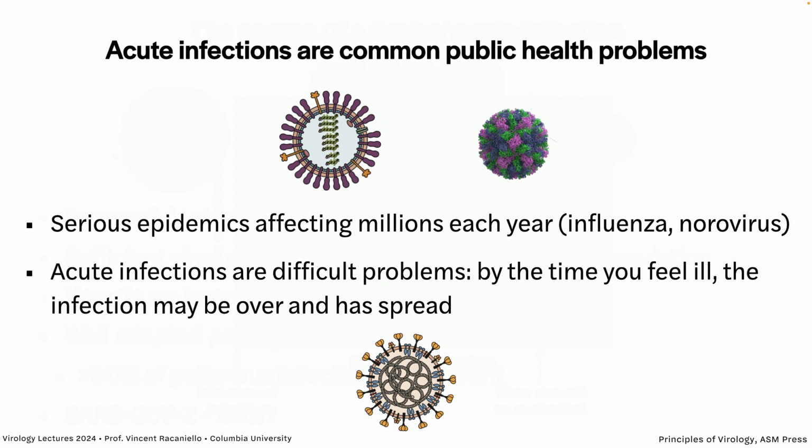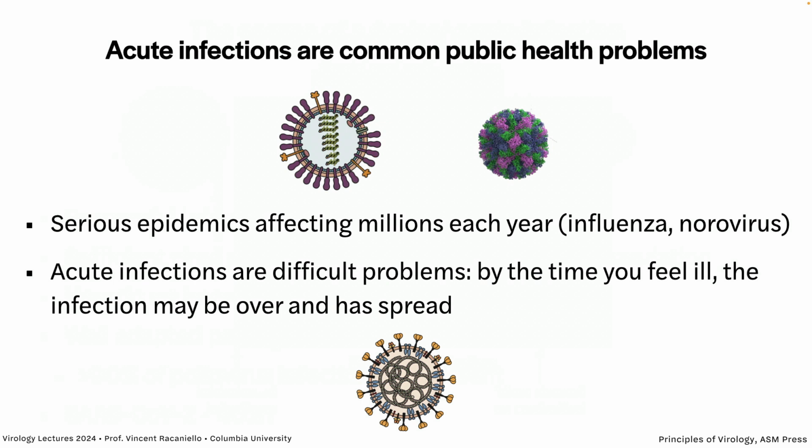And these acute viral infections are common public health problems. They affect millions of people each year. SARS-CoV-2, of course, is unusual. It just started. It's a brand new virus that's entered people and caused a pandemic, but it's going to be with us forever, and it's going to be causing many, many infections every year, as does influenza virus and norovirus, rhinoviruses, and many, many other viruses.